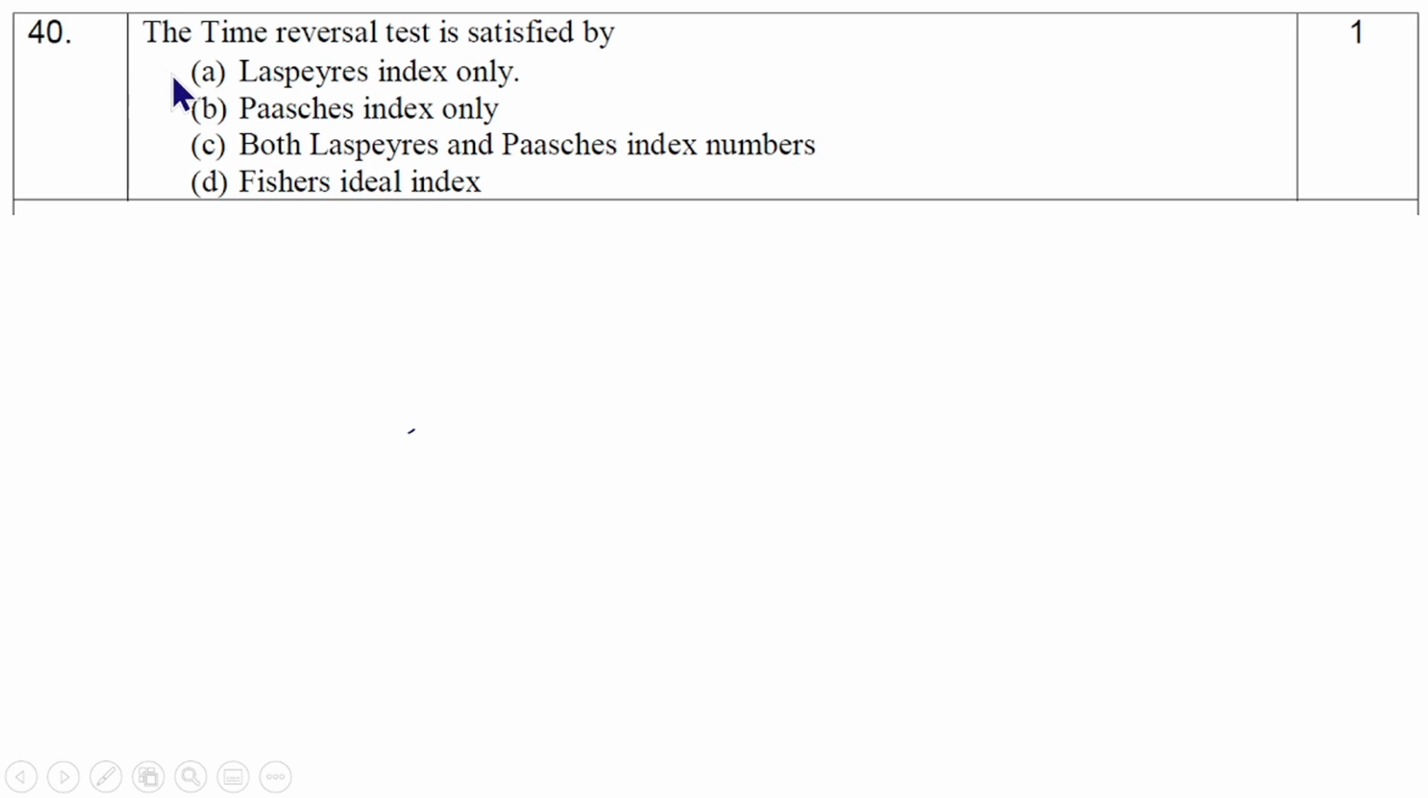The last question in section B, the time reversal test is satisfied by Laspeyres index only, Paasche index only, both Laspeyres and Paasche index numbers, and Fisher's ideal index. Here time reversal test is a test which has to be satisfied when we change the base year to current year and the current year to base year. The only method which satisfies time reversal test among these is the Fisher's ideal method. So the correct option is option D.